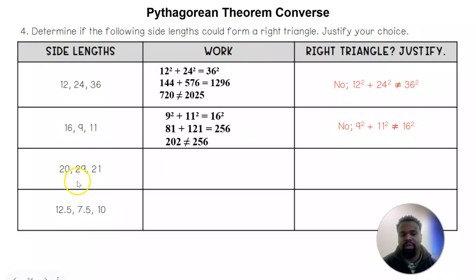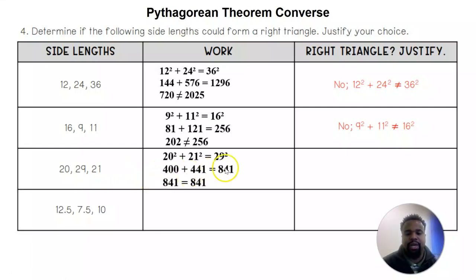All right, let's look at this one. The biggest number is 29. 29 would be the hypotenuse here. So we try to see if 20 squared plus 21 squared equals 29 squared. 20 squared is 400, 21 squared is 441, and 29 squared is 841. If we do 400 plus 441, we get 841. 841 is equal to 841. It is a true statement. So this is a right triangle.